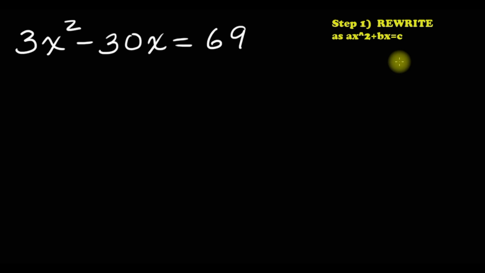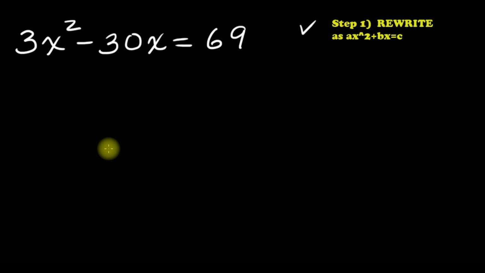The first thing we need to do is rewrite as ax squared plus bx is c. So let's take a look at this equation here. Here we have ax squared plus bx, and then we have equals c. So this is all set. We do not have to move anything around. As you can see, again, ax squared plus bx is c. Now, if the c here was on the left-hand side, then you would have to move it onto the right-hand side. So your c has to be on the right-hand side.